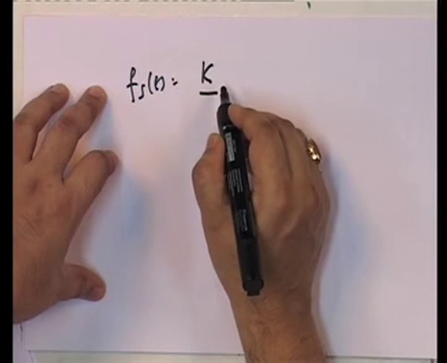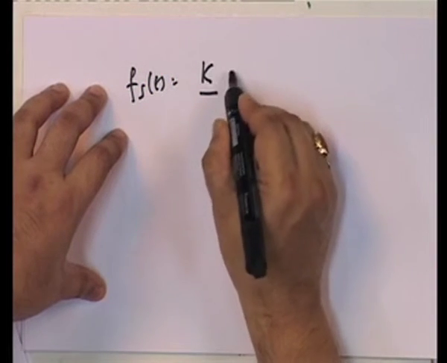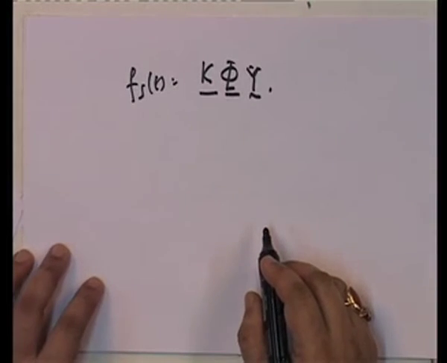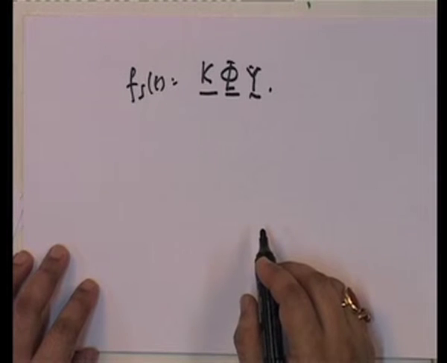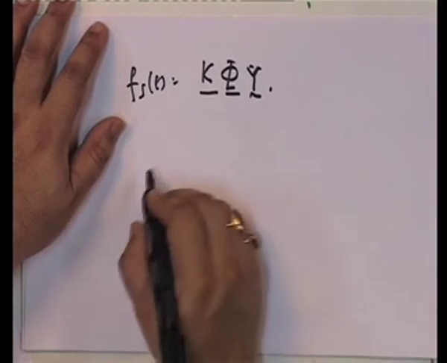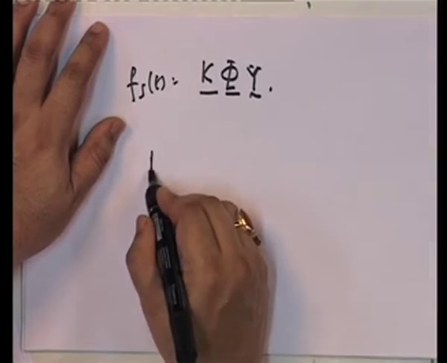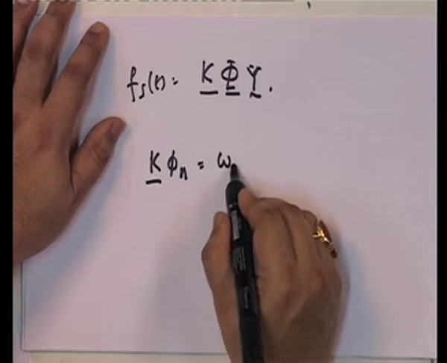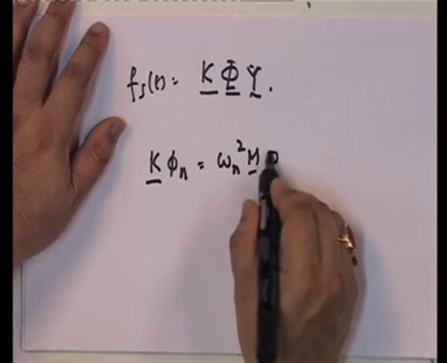Let us see what happens then when I have Fs equal to k into V. Fs of t is equal to k into, if you look at it, phi into y. So, let us see what k phi is equal to. If you look at it, k into phi n is equal to omega n squared m phi n.